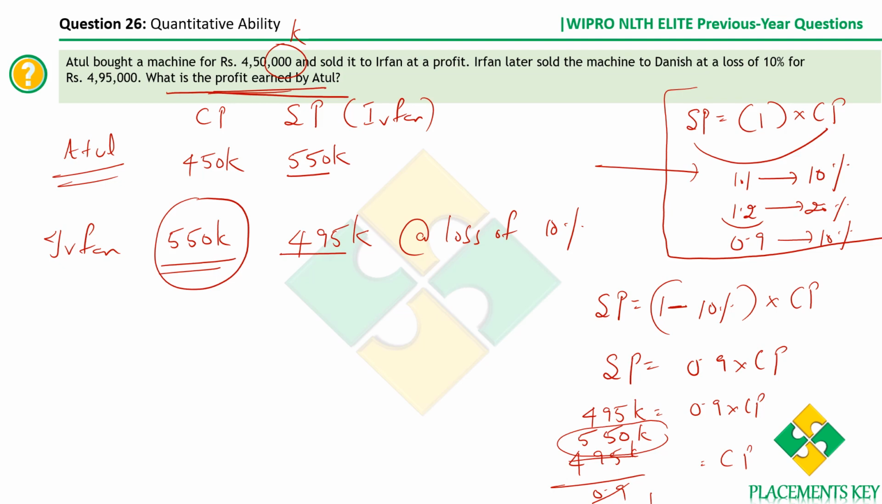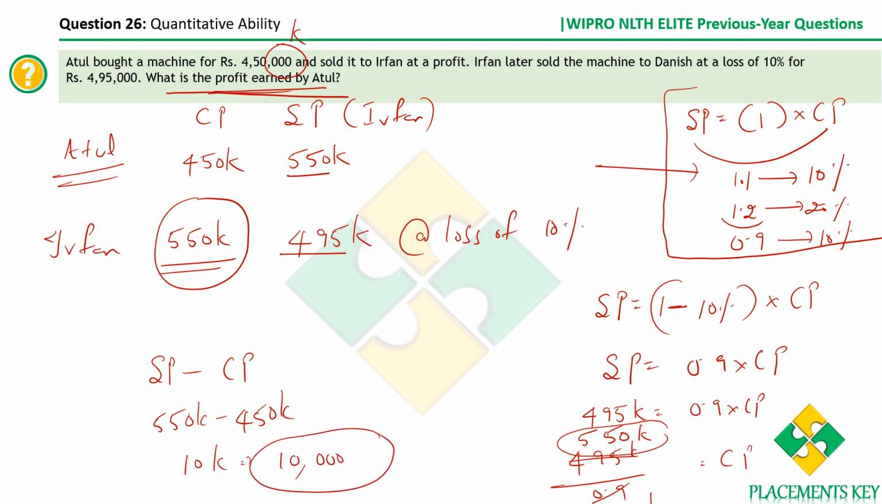What is the profit earned by Atul? Cost price is 450k and selling price is 550k. So the profit earned by him is what? Selling price minus cost price, which is 550k minus 450k, which is 100k. That is 100,000 rupees. So that is the profit that he earned. Is that clear? The only thing that we have applied here is selling price equal to multiplying factor into cost price. If the multiplying factor is greater than 1, there should have been a profit in the transaction. If the multiplying factor is exactly 1, there is no profit, no loss. If the multiplying factor is less than 1, there should be a loss.